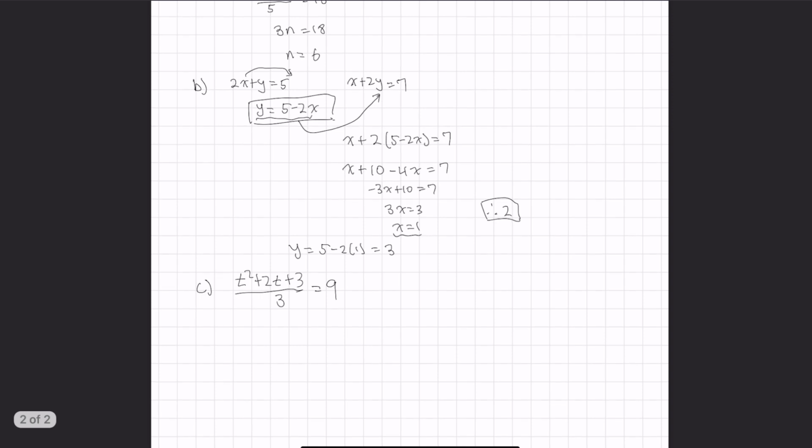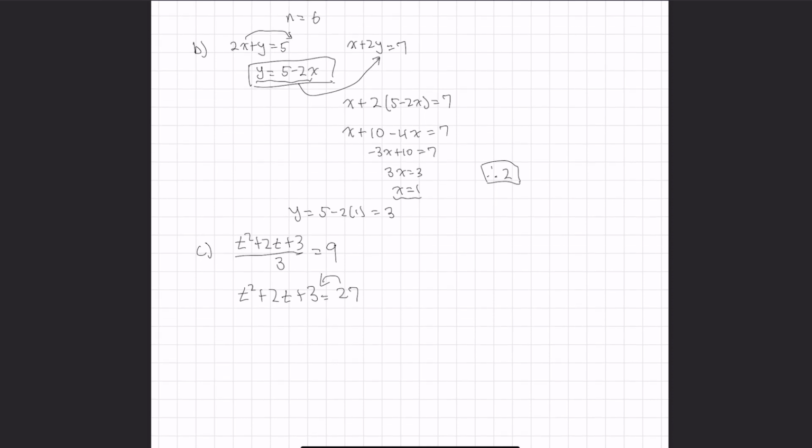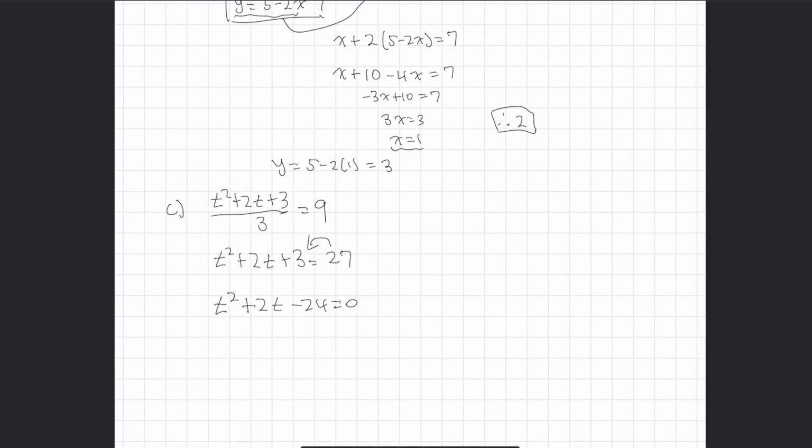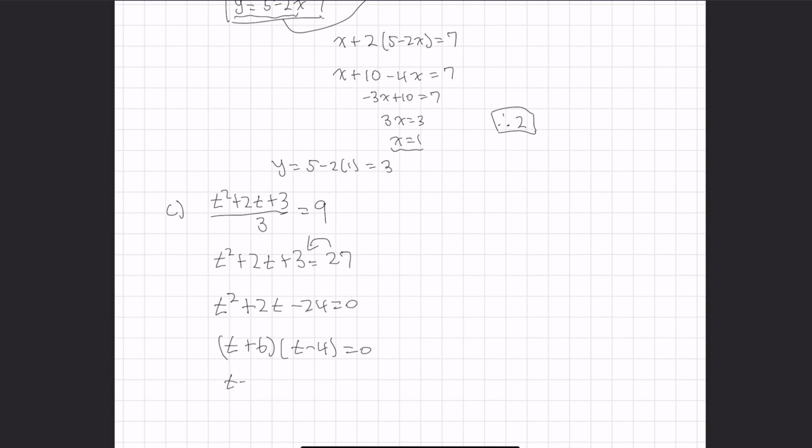And we can simplify by multiplying both sides by 3. t squared plus 2t plus 3 equals 27. And we will move 27 to the other side and make it t squared plus 2t minus 24 equals 0. Now we have to factor it. So two numbers that add up to 2 and multiply to negative 24. That would be (t plus 6)(t minus 4) equals 0. So here we get two values: t equals negative 6 and t equals 4.